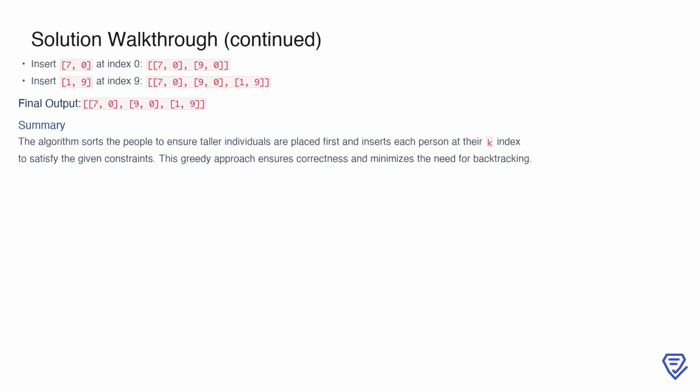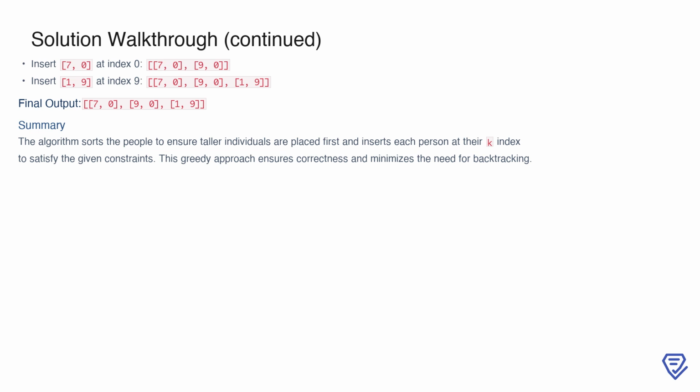For the final example, the input is [9, 0], [7, 0], [1, 9]. After sorting, the order becomes [9, 0], [7, 0], [1, 9]. We begin inserting people into the queue. First, [9, 0] is placed at index 0, resulting in [9, 0].